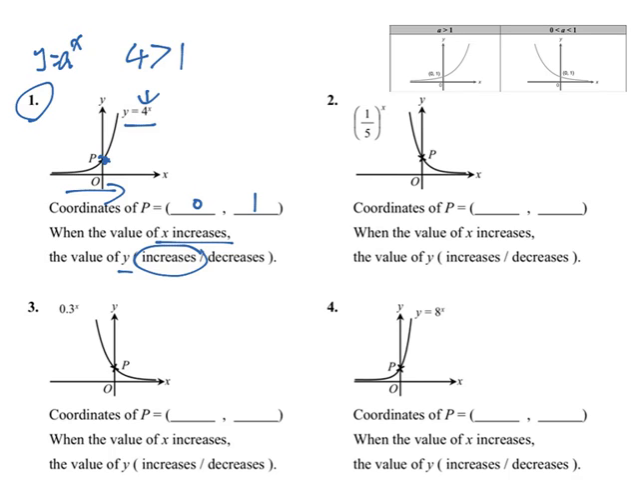Next, question 2. This time, the graph is y equal to 1 over 5 to the power x. You can see this one is between 0 and 1. So that means it's decreasing. So when x is increasing, then y is decreasing. You can see it's decreasing. For this point, all the time, it is 0, 1.